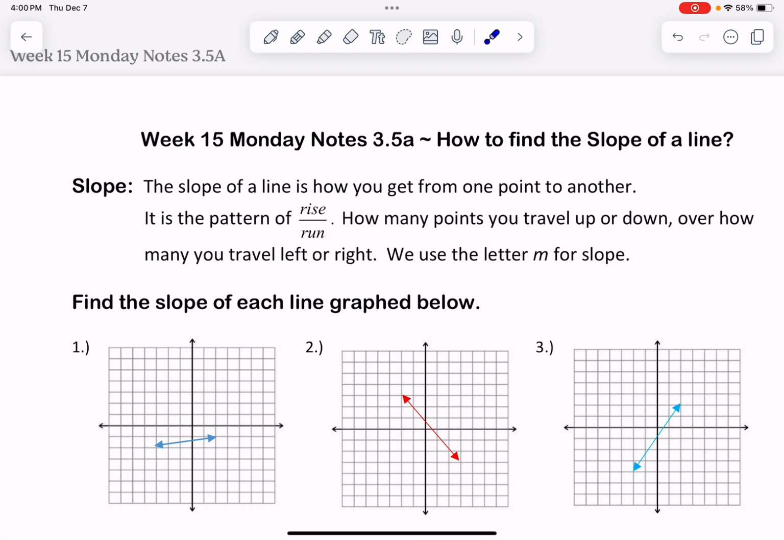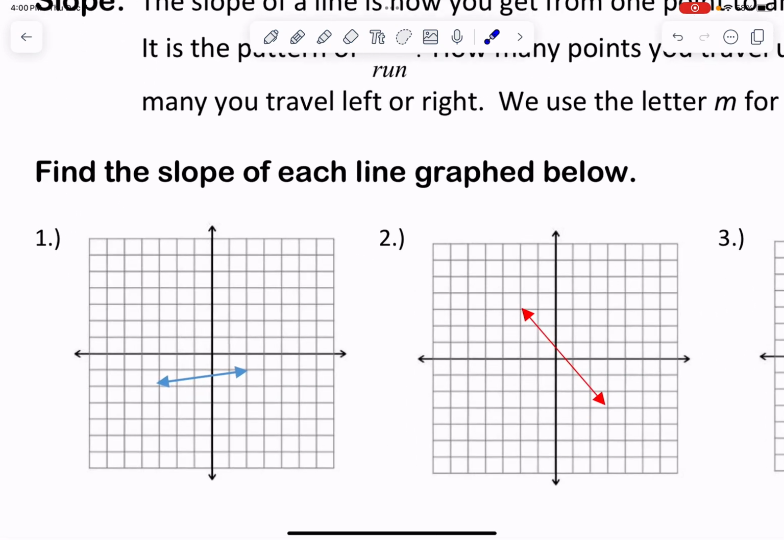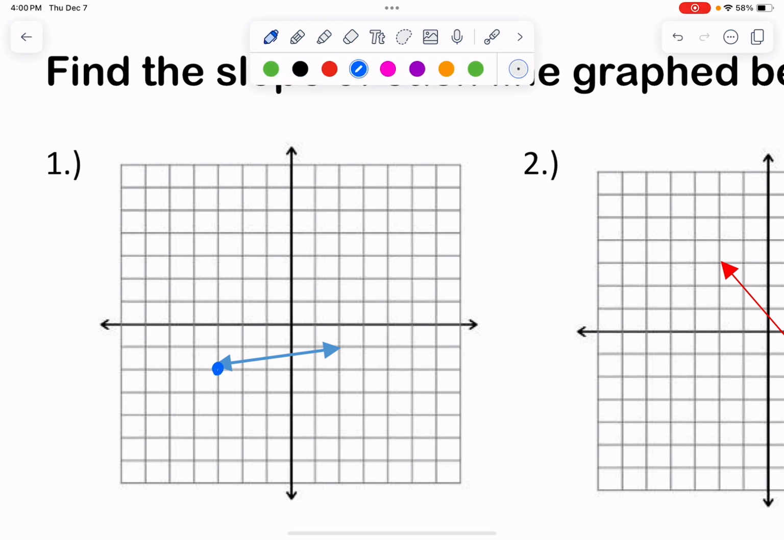We want to figure out how many points you travel up or down over how many points you travel left or right. We also use the letter M for slope. If we want to find the slope of a line graphed, we have to find 2 points on the line. So let's zoom in on problem number 1, and let's see if we can find 2 points. We can see that it hits this corner right here and this corner right here.